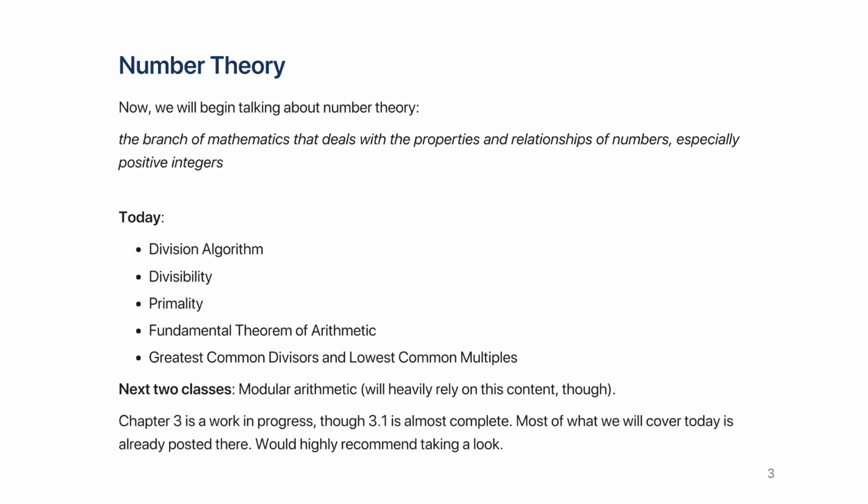Okay, so the things we'll talk about today are the division algorithm, what it means for one number to divide another, which is something we saw a couple weeks ago, the idea of a prime, the fundamental theorem of arithmetic, and how to compute things like the greatest common divisor between two numbers and the lowest common multiple between two numbers. Okay, and then as I mentioned before, on Thursday and next Tuesday, we'll talk about modular arithmetic, and that will end this part of the course.